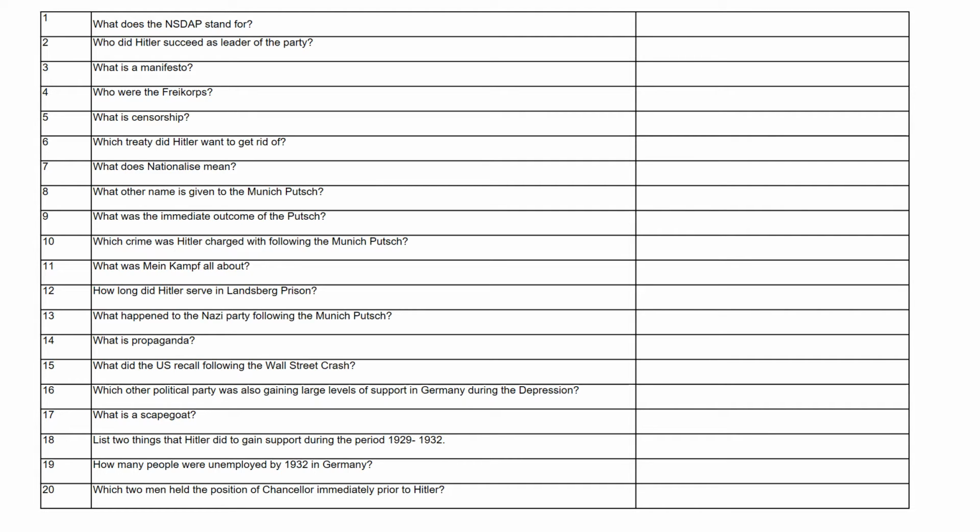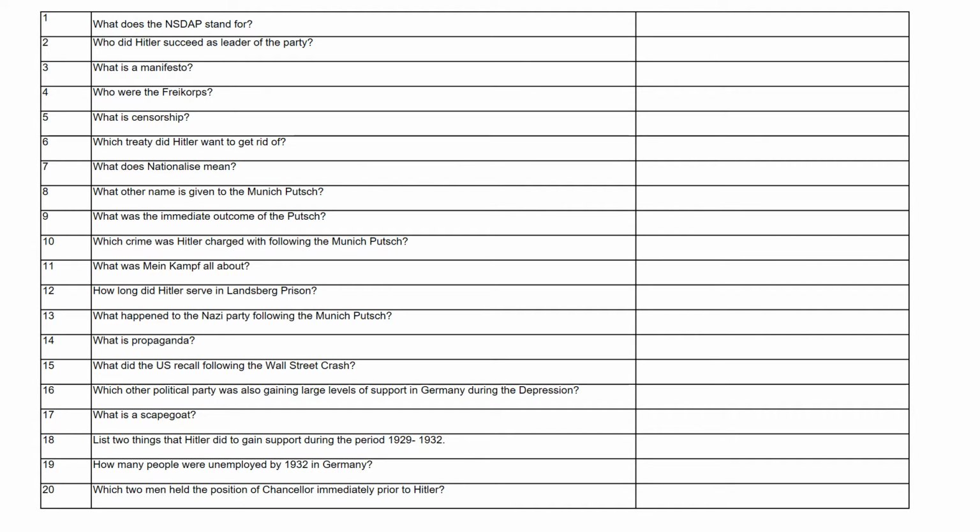What is a scapegoat? List two things that Hitler did to gain support during the period 1929 to 1932, and I think you guys have learned that with plugs. How many people were unemployed by 1932 in Germany? And which two men held the position of Chancellor immediately prior to Hitler? So just before Hitler becomes Chancellor in 1933.